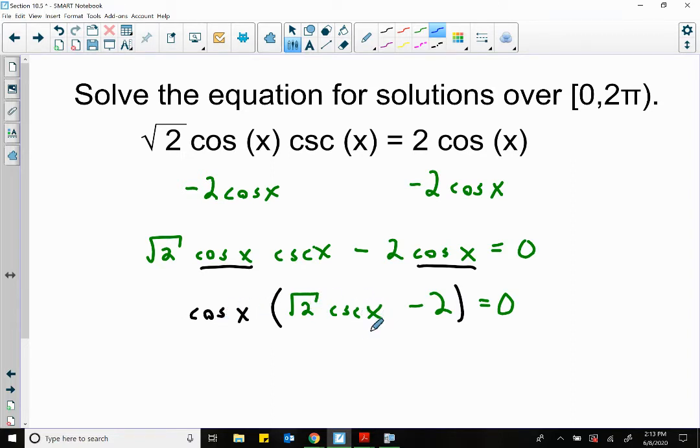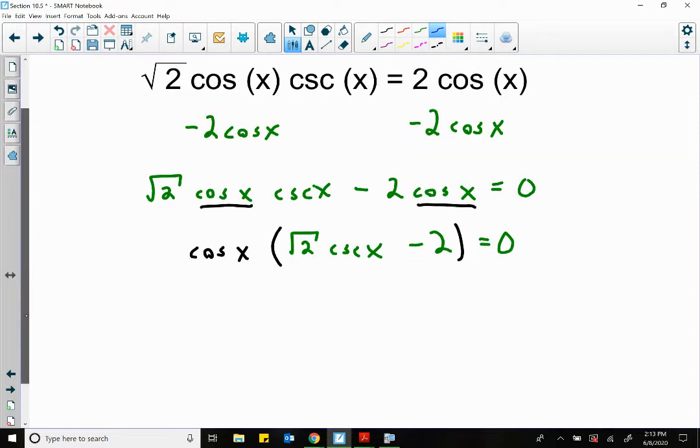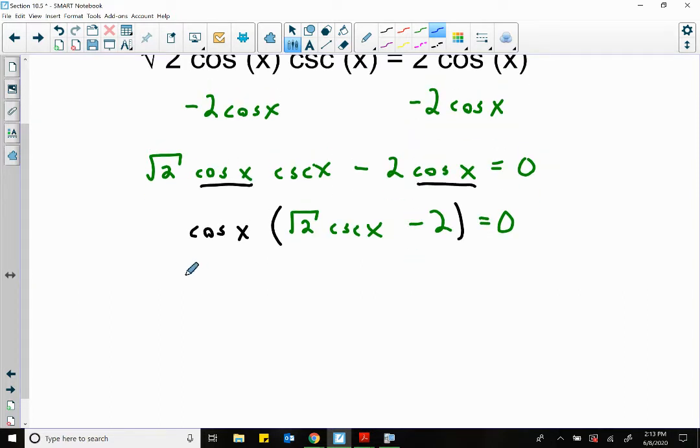How do we solve? Well, remember we just take each piece and we set it equal to 0. So we can take cosine x, set it equal to 0. We're just taking each factored piece and setting it equal to 0. That's called the zero product rule.